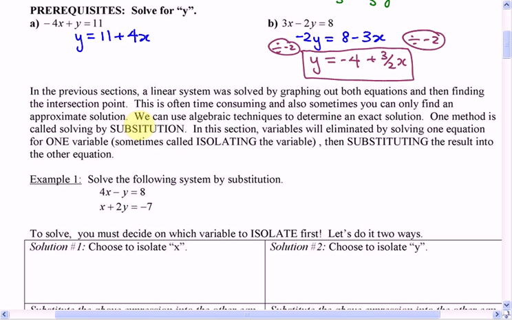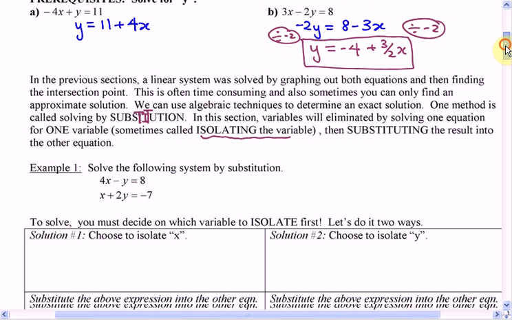That's spelled wrong, right? S-U-B-S-T-I-T-U-T-I-O-N. Substitution. In this section, variables will be eliminated by solving one equation for one of the variables. Okay? Sometimes we call it isolating the variable. That's what we just did in our prerequisites. Then you're going to substitute it into the other equation. So let me show you what I mean.